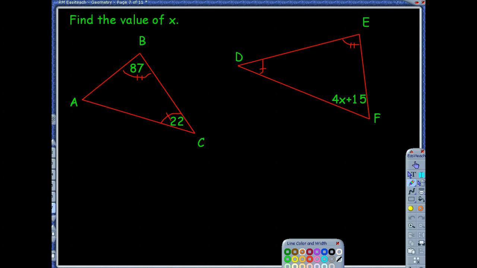All right, so we've got an example here where, notice, what do we have in this picture? We have 2 triangles that have 2 pairs of corresponding congruent angles. So what do we know about the third set of angles? The third set of angles will be congruent. So that means angle A will have to be congruent to angle F.